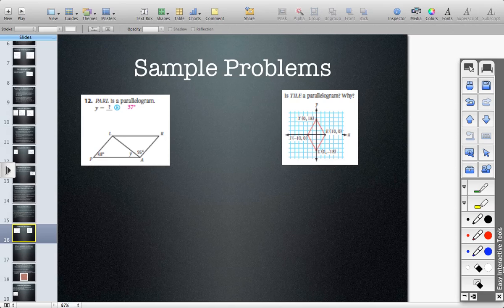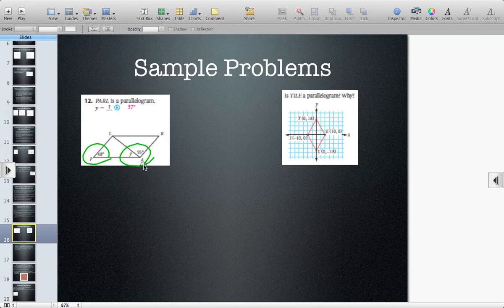PARL is a parallelogram, so what is the measure of y? This is where in the previous lesson I was talking about the consecutive angles. Here we can see that if I have one angle and the consecutive angle, I know that the sum of them will be 180 degrees. So all I need to do is set up the equation: 48 plus 95 plus y, since that's the second angle, is equal to 180 degrees. Since I'm adding everything, I can just drop it and solve for y. You can see that y is equal to 37 degrees. Pretty easy to set up.